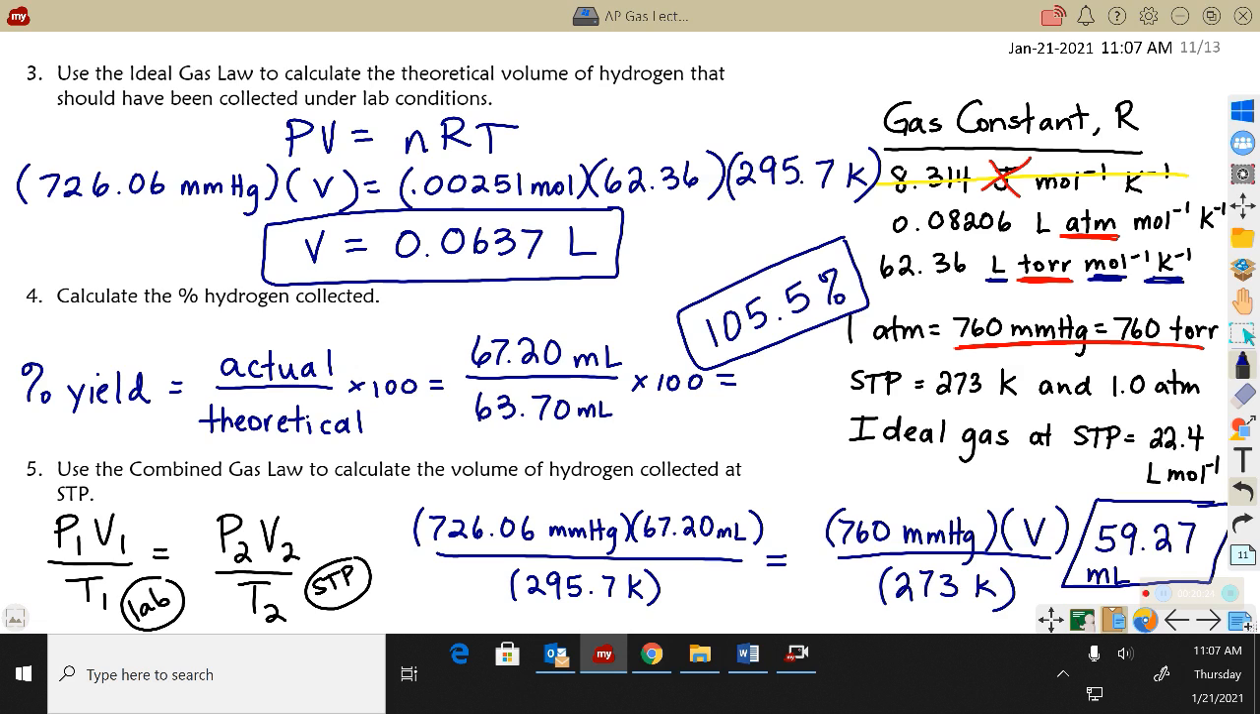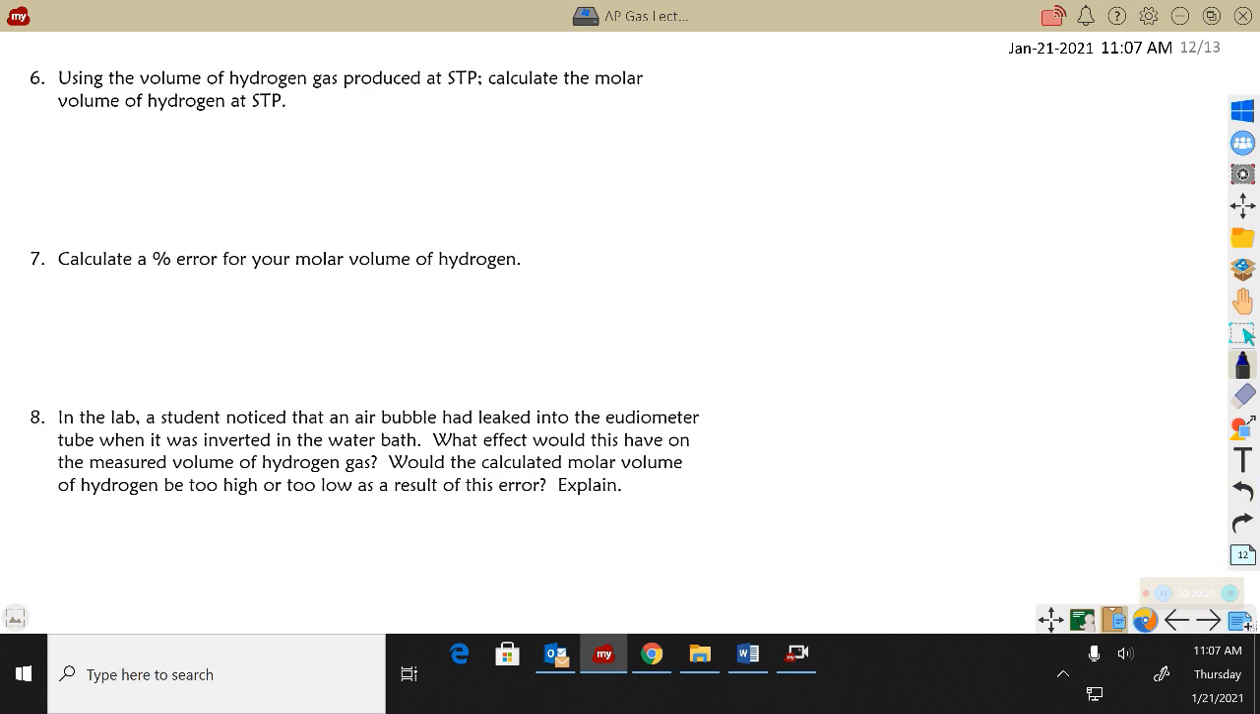Okay, why do I care what the volume would be at standard temperature and pressure? That's for number 6. Using the volume of hydrogen gas produced at STP, which is what we just calculated, now we want to determine the molar volume of hydrogen at standard temperature and pressure. Molar volume is the volume of a mole, or liters per mole. We're going to go in liters per mole. I'll kind of show you why.